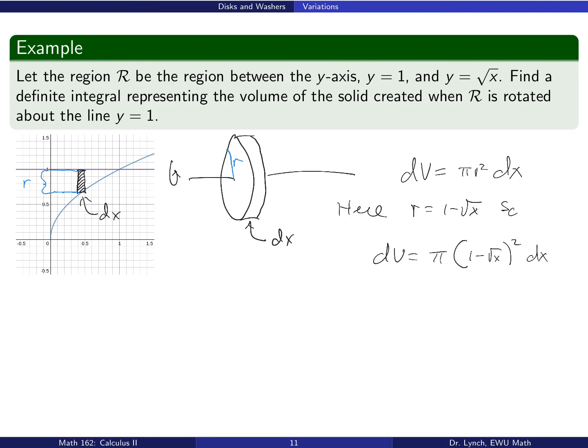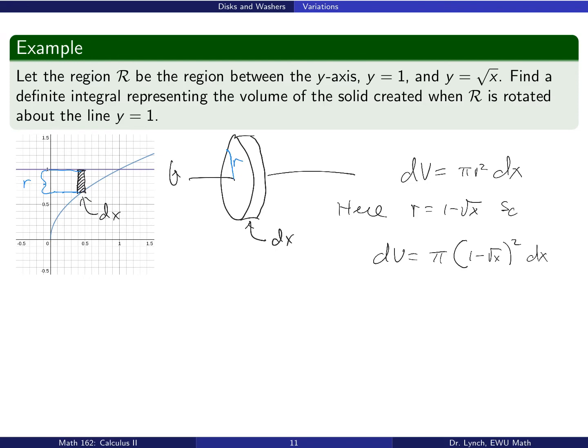So when I talked about computing the radii carefully, this is what I meant. You can imagine that the distance from the x-axis to the purple line is 1. The distance from the x-axis to the blue line is the square root of x. And we're interested in the difference of those distances. So 1 minus the square root of x for the radius.